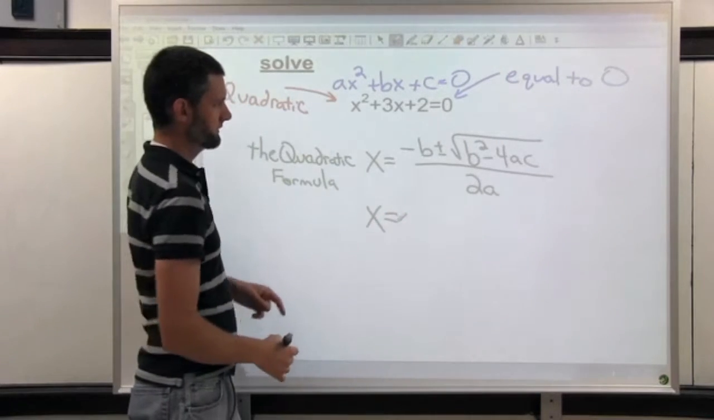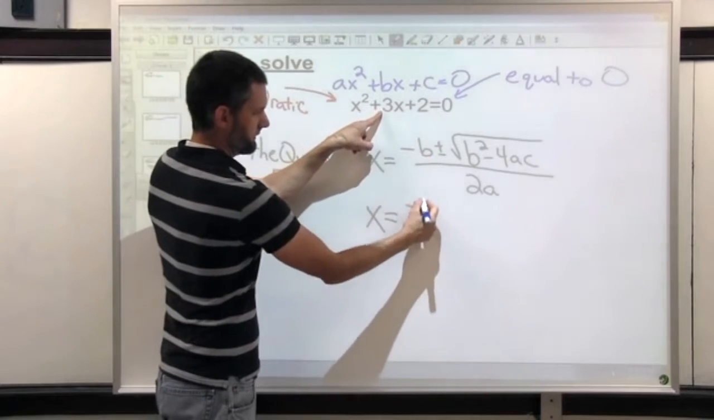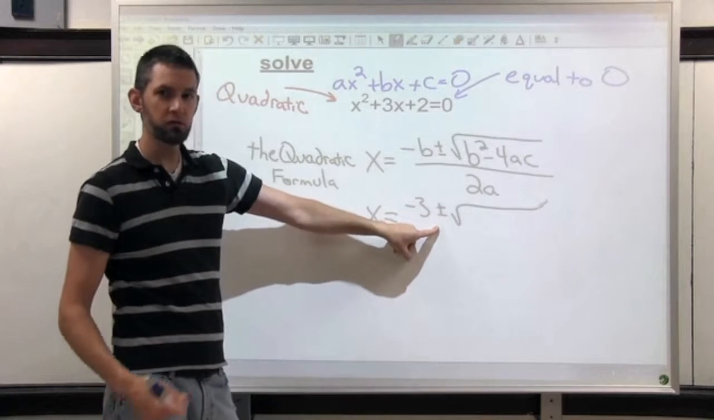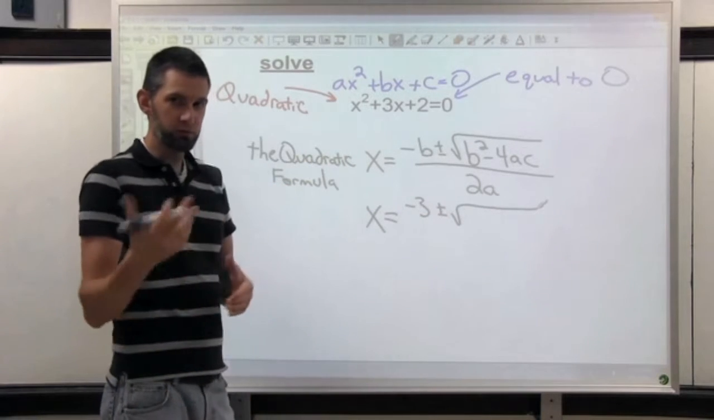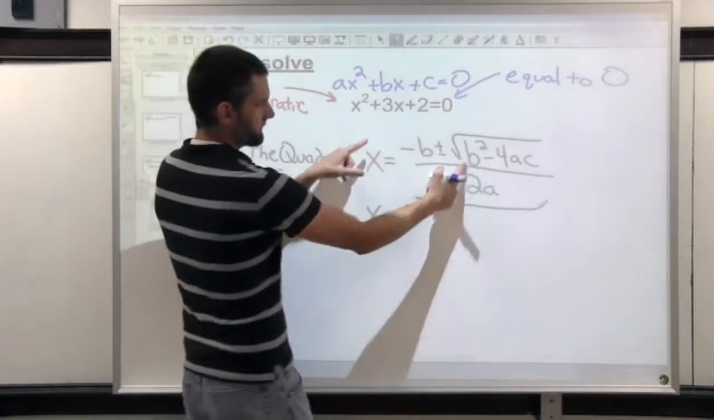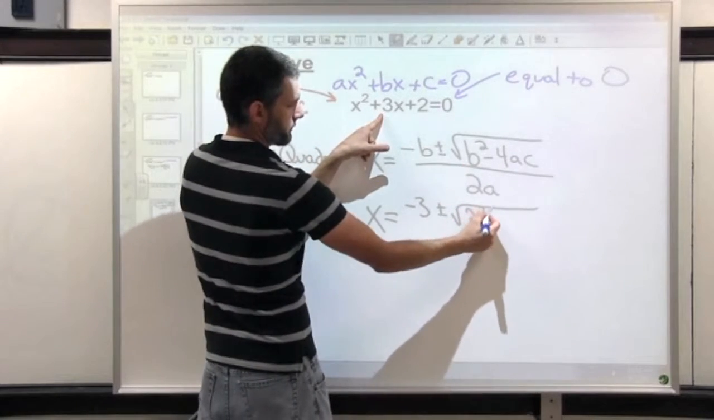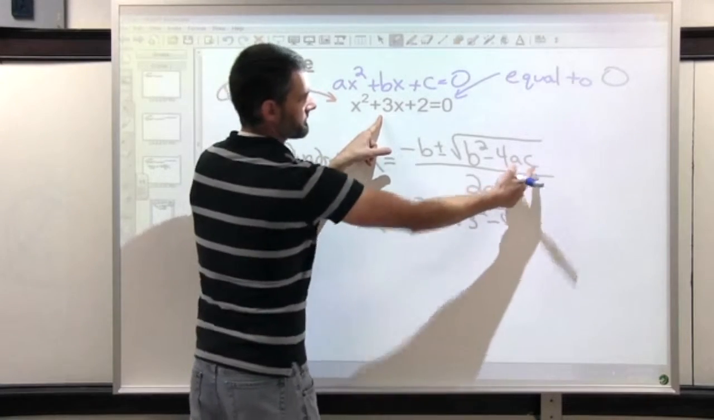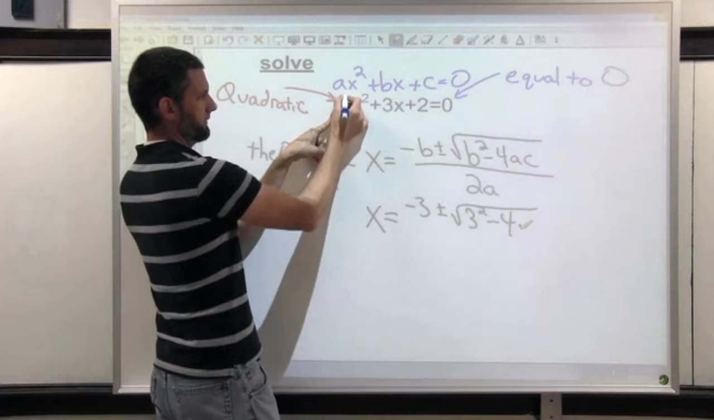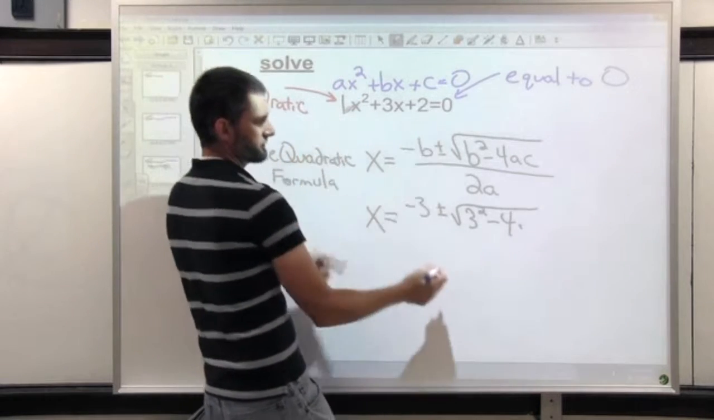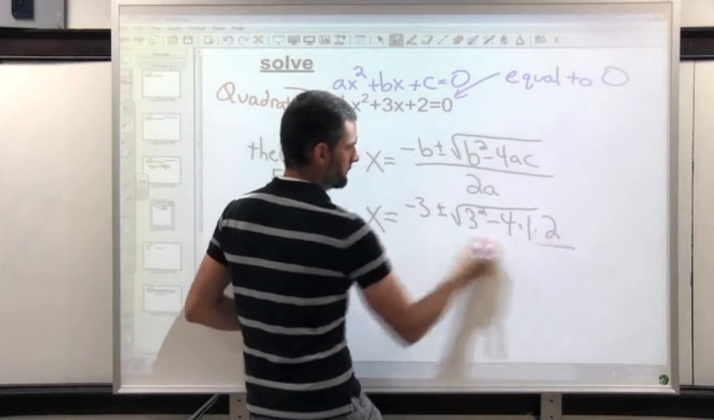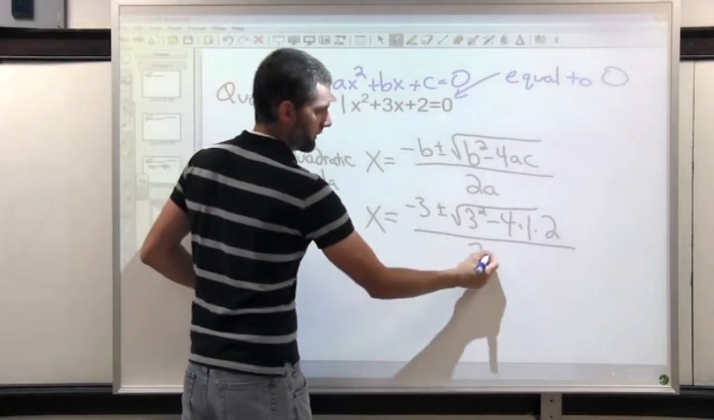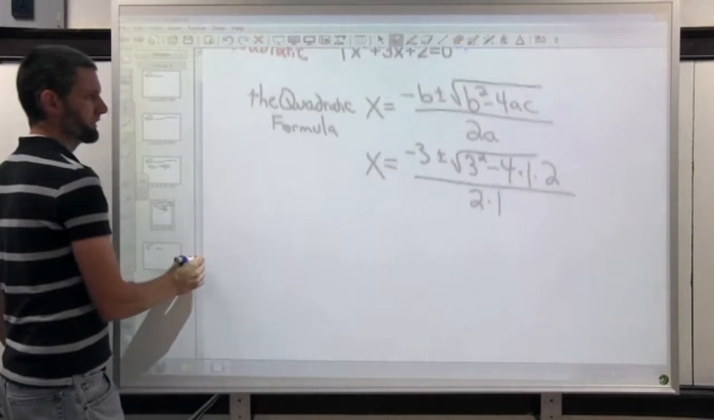It's x equals the negative of b, which is 3, plus or minus the square root. Now that plus or minus is because square roots have two values, positive and negative. Then it's the b number squared, so 3 squared, minus 4 times the a times the c. Well, the a number is right here, that's a 1, and the c number is a 2. So 4 times 1 times 2, and then it's all divided by 2 times the a number, so 2 times 1. Okay, so we put everything in the right spot.